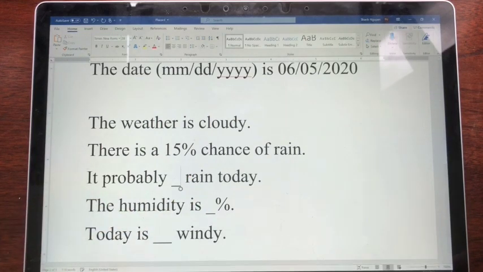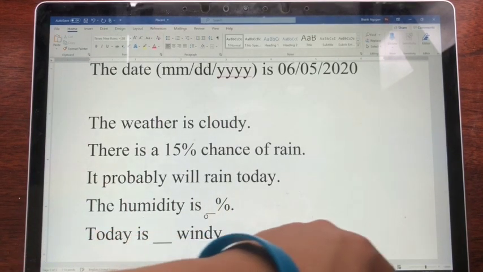I'm going to say it probably will rain today. Why do I know that it probably will rain today? Because it just rained. It was raining when I started this video, but now it's not raining. So I think it probably will rain again.